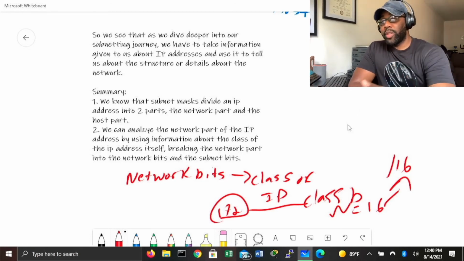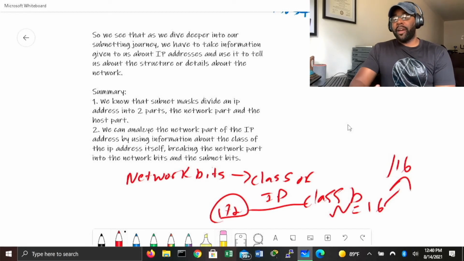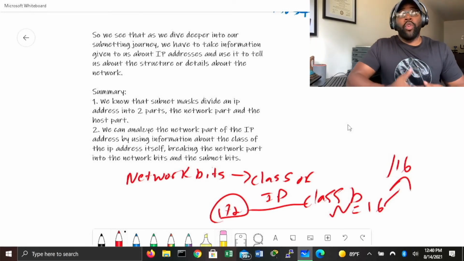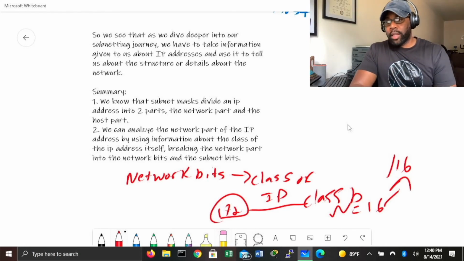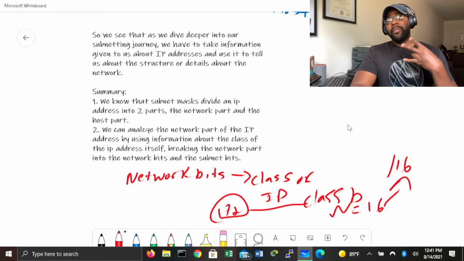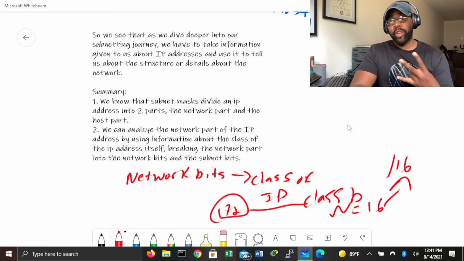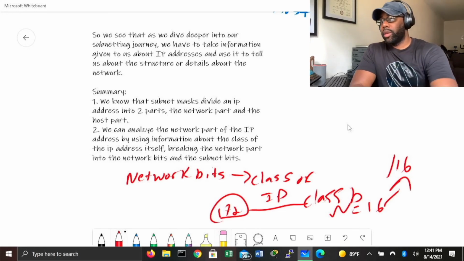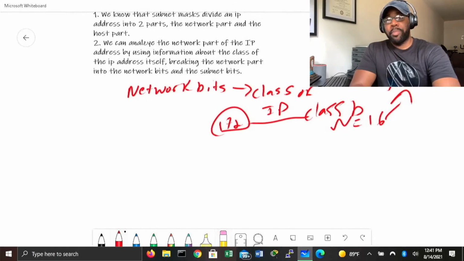And of course, we know that if we have a subnet mask, not the default mask, if we have a subnet mask that we're given, we can ultimately figure out how many subnet bits there are, right? And therefore, we have the IP address broken up into 3 parts, right? So we learned that IP addresses could be divided into 3 parts via mask and classes of IP addresses. So that's pretty much it.